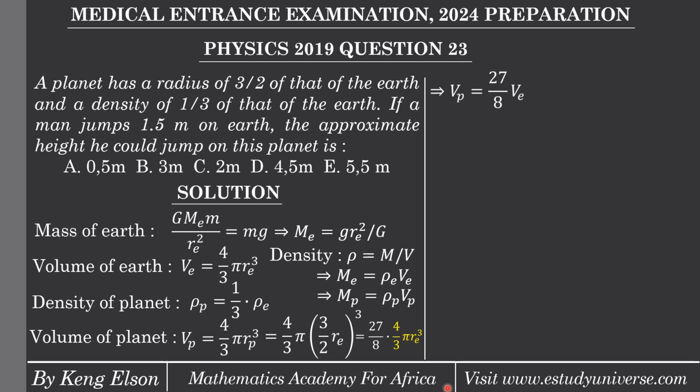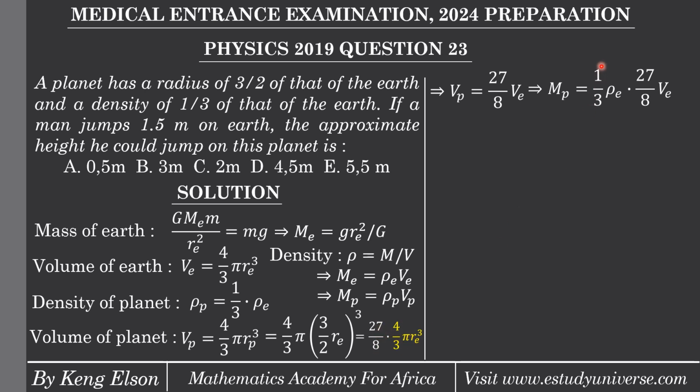So here we just see that the volume of the planet is 27 divided by 8 times the volume of the earth. Okay, now with that, we can easily find the mass of the planet. So the mass of the planet, which is the density of the planet times the volume of the planet, becomes: the density of the planet is 1/3 the density of the earth, and the volume of the planet is 27/8 times the volume of the earth.